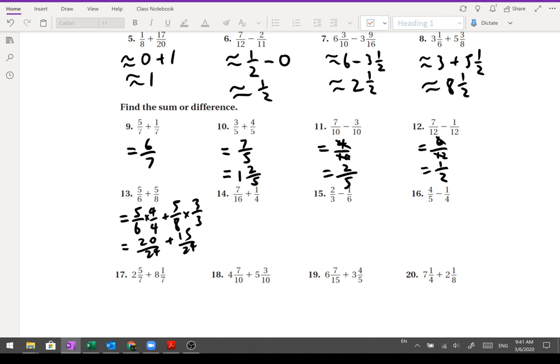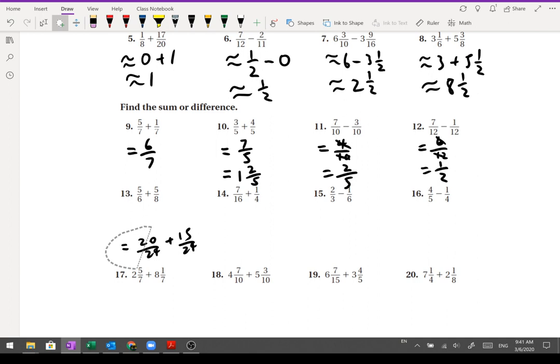So I'm running out of space, so let me just quickly put this on top over here. And then that's equal to 35 out of 24. And then that is a mixed number. So 35 minus 24 is going to be 11. So that's going to be 1 and 11 out of 24.